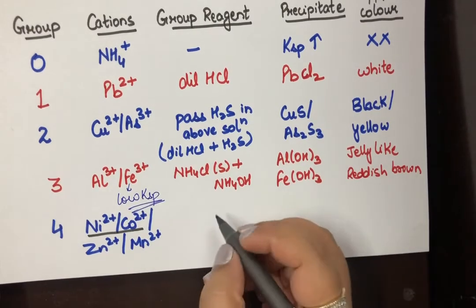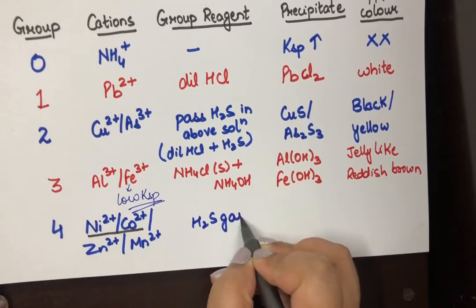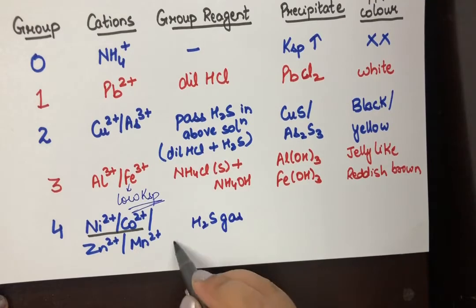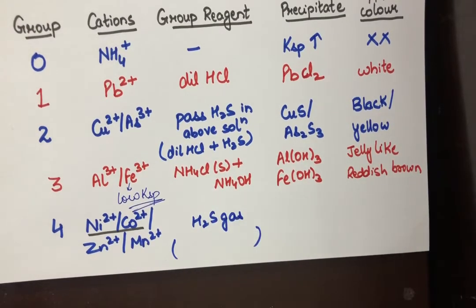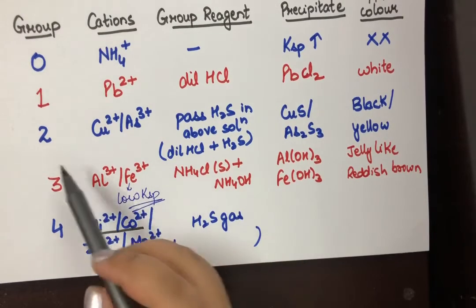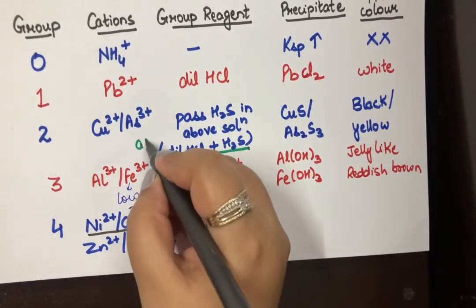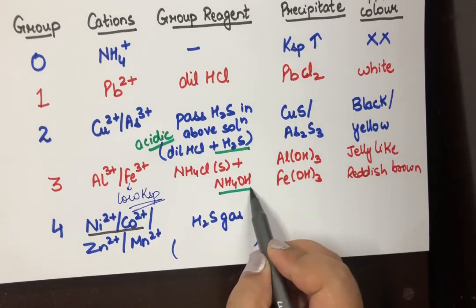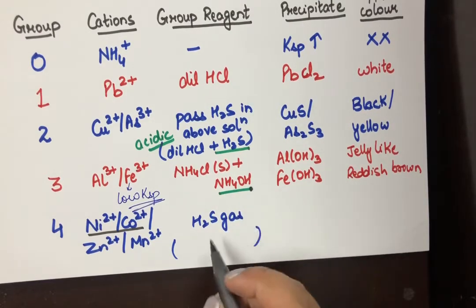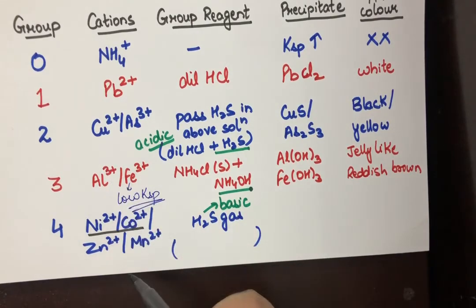For zinc and manganese, we are again going to pass H2S gas in the above solution. That means the group reagent here is NH4Cl plus NH4OH plus H2S gas. There is one thing you need to remember. In group 2, when you were adding H2S gas, it was in the acidic medium. And here you had already added NH4OH, so H2S gas has been added to the basic medium. This is the major difference between group 2 and group 4 in the passing of H2S gas.